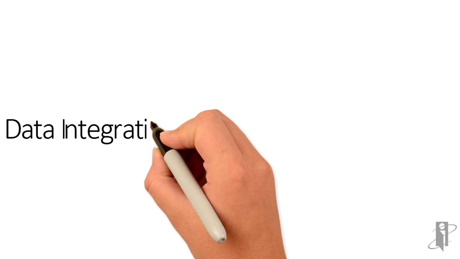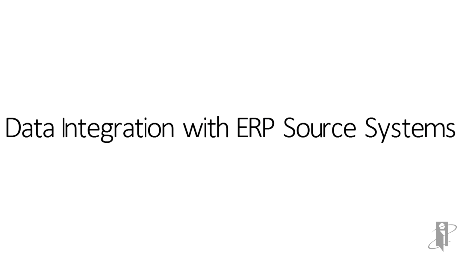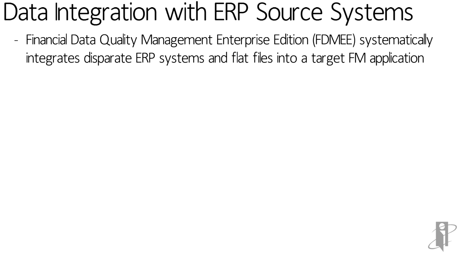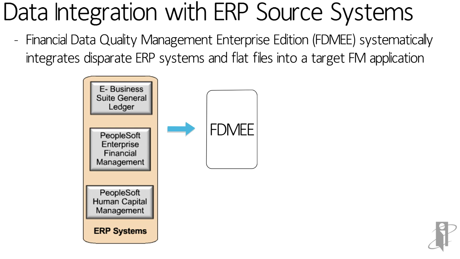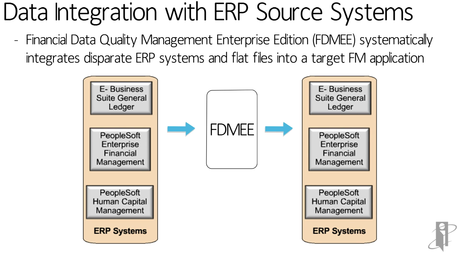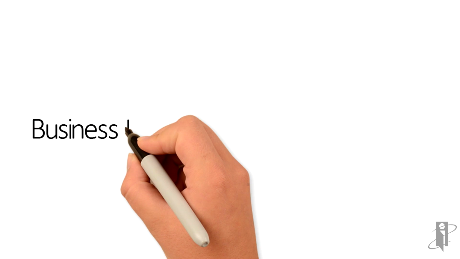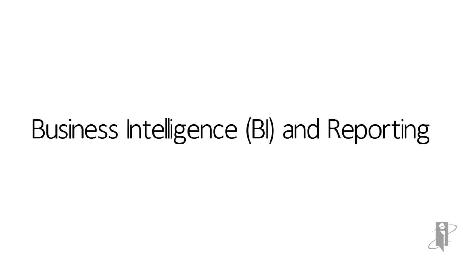As mentioned earlier, FDMEE is typically the product that is synced with HFM to source ERP data, migrate it, and map it to the target application. FDMEE also works with flat files for non-integrated systems, or to quickly get data into the target application for mergers and acquisitions. Oracle also offers business intelligence and reporting solutions for the HFM product.